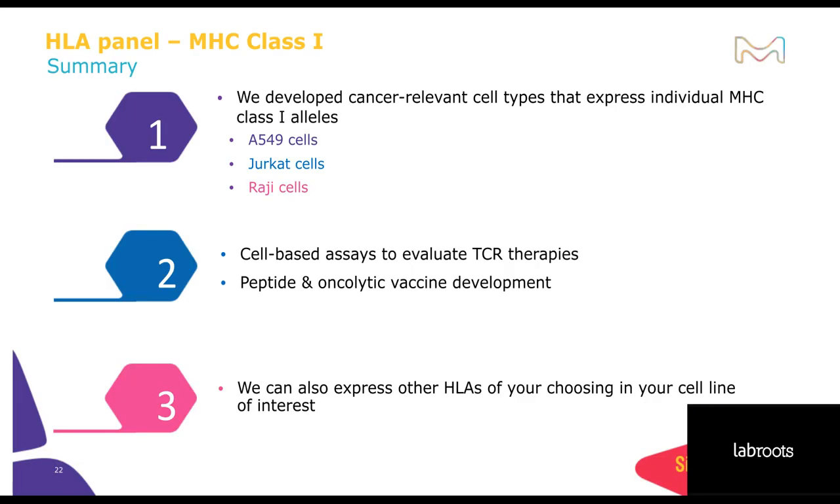So to summarize the second part of the talk, we have developed cancer-relevant cell types that express individual MHC Class I alleles. And we have done this in A549 cells, Jurkat cells, and Raji cells. And I only show data for the A549s, but the data for the Jurkats and the Rajis look very similar. These cell-based assays can be used to evaluate TCR therapies, as well as peptide and oncolytic vaccine development. And just to point out, if you have other HLAs that you are interested in expressing or another cell line, other than the 3 that I've talked about today, we can, of course, do this on a custom basis.